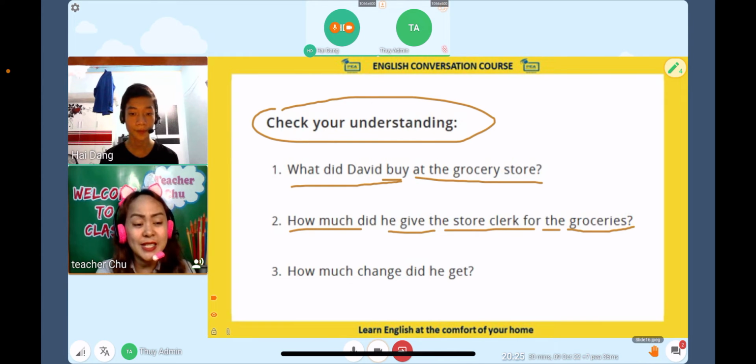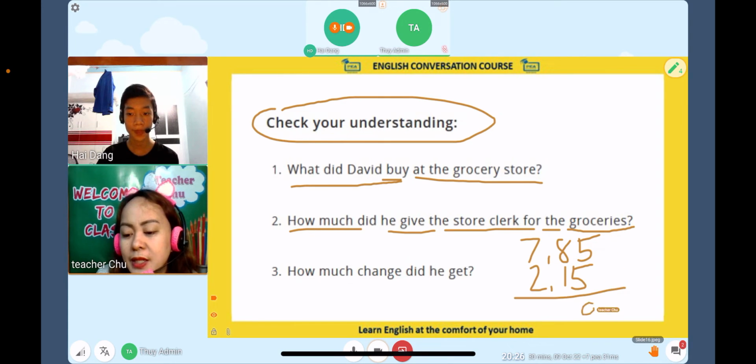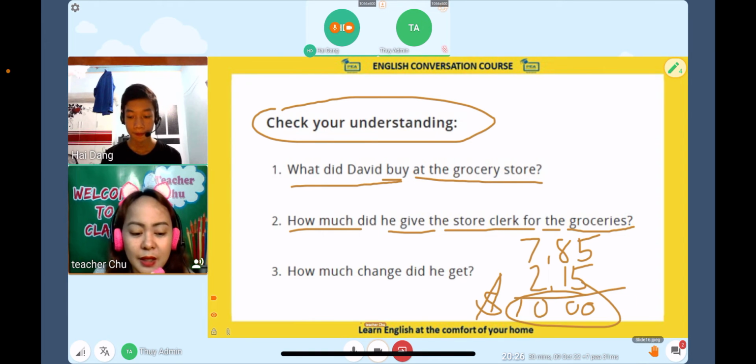Yes. How much change did he get? He got $2.15. All right, $2.15 plus $7.85 is $10. Okay, $10.